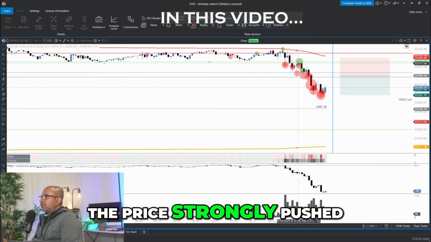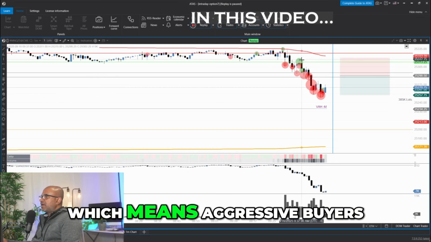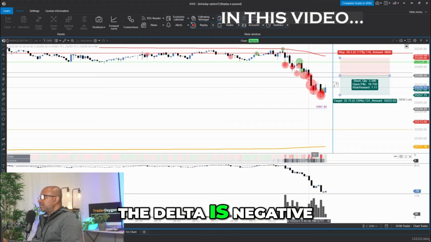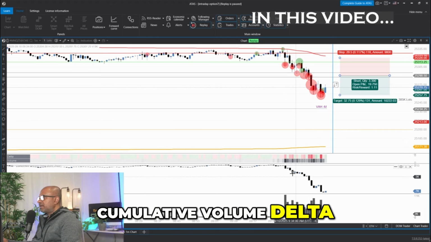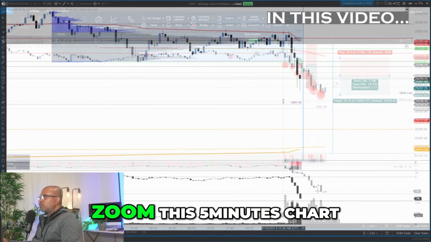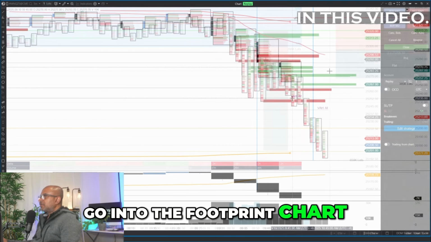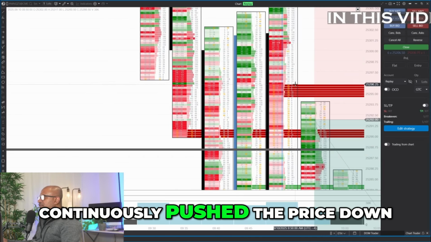The price strongly pushed down from there and making red bubbles, which means aggressive buyers were absorbed by passive sellers. The delta is negative, which means it has selling pressure. Cumulative volume delta, CVD, is going down. Zoom this 5-minute chart and go into the footprint chart. If you look over here, aggressive sellers continuously push the price down.